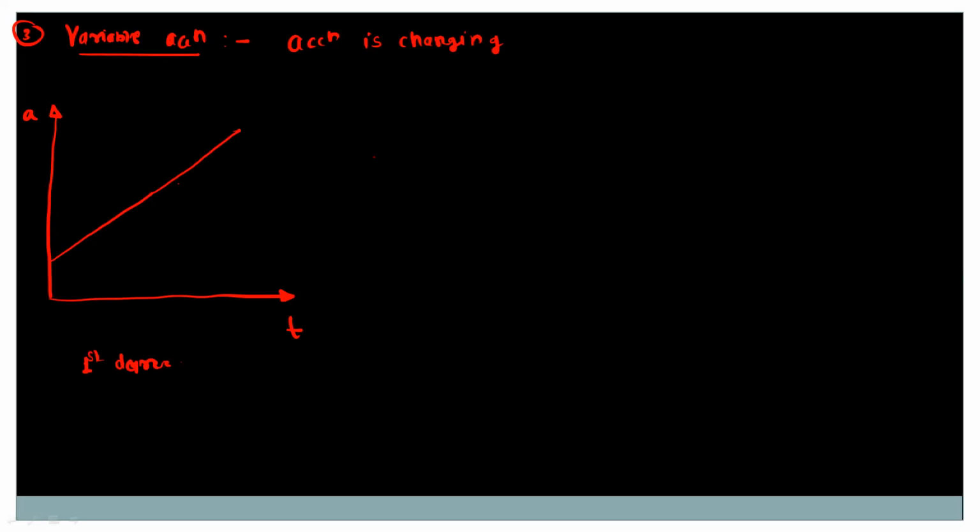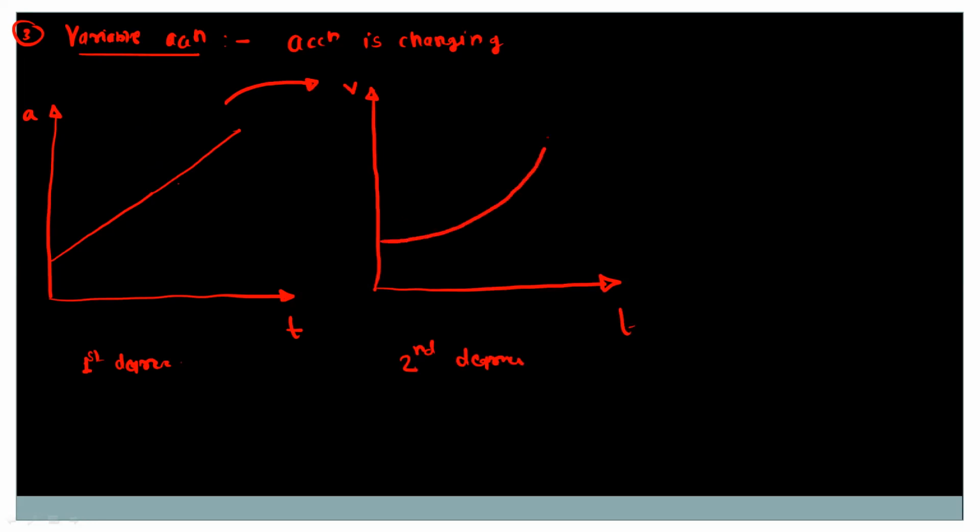Okay, so from the acceleration time, if you want to find the velocity time, then we have to integrate the acceleration time. Okay, so as we are integrating, we will get a second degree curve for the velocity. So the second degree curve will be a parabola. So this is the nature of the velocity time graph, and this graph will be a parabola. And from the velocity time graph, if you want to find the position time, then again we have to integrate the velocity time.